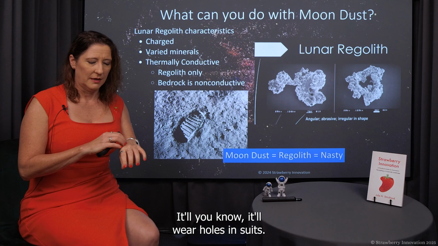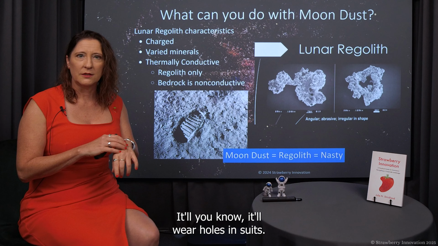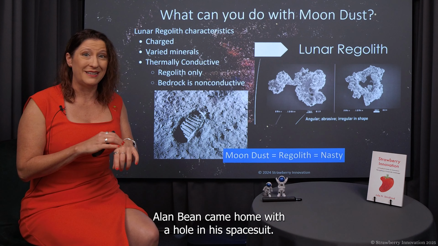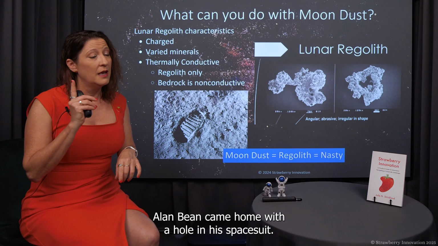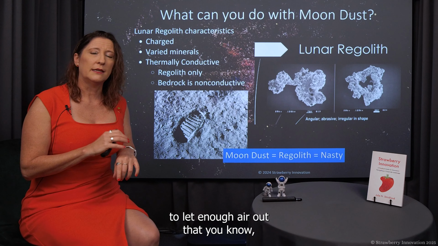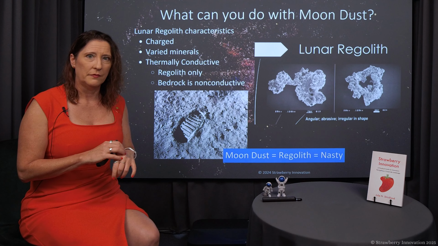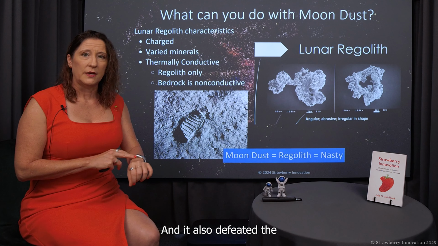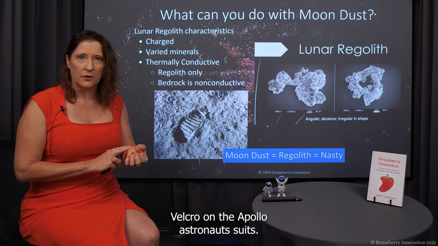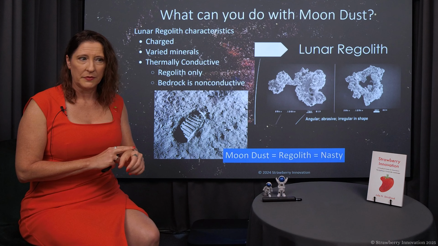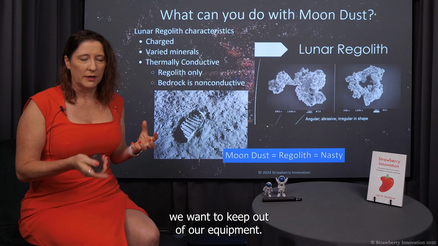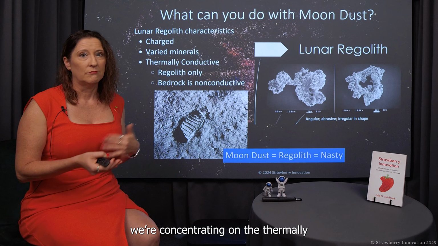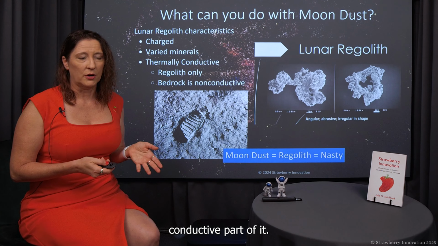It'll wear holes in suits. Oh yes, it has worn a hole in spacesuits. Alan Bean came home with a hole in his spacesuit. Wasn't big enough to let enough air out that it caused a problem, but there was a hole. And it also defeated the Velcro on the Apollo astronauts' suits. So that moon dust we want to keep out of our equipment. But again, we're concentrating on the thermally conductive part of it.